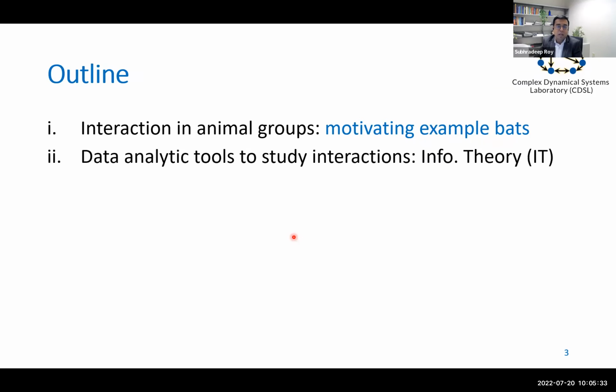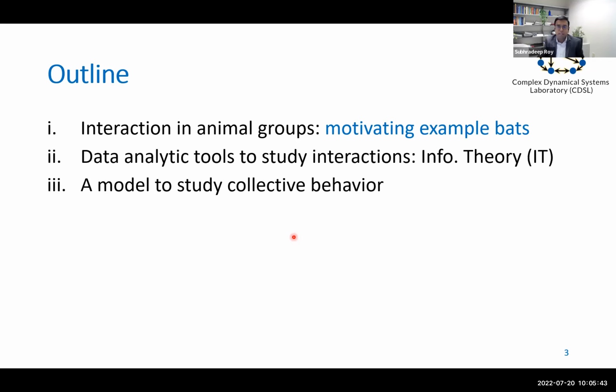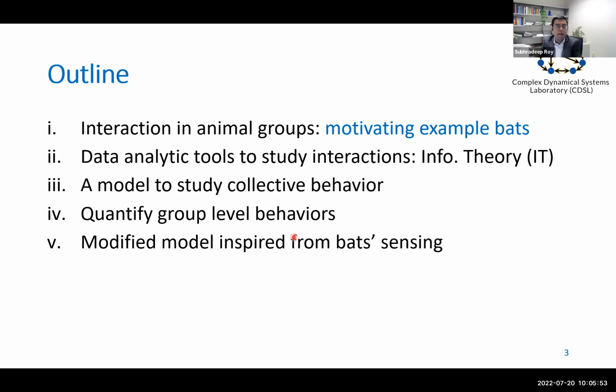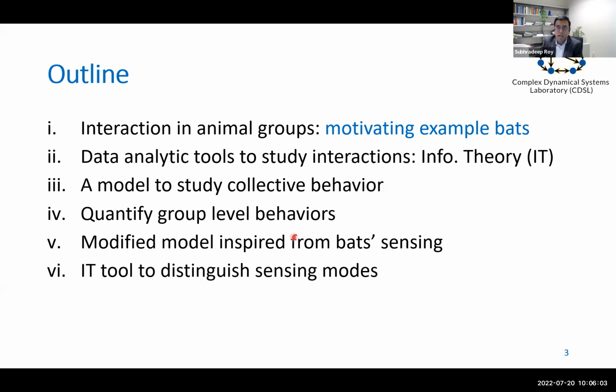Next, I'm going to talk about how we can use different data analytic tools to learn about these real world interactions, and a simple model that we can use to study such collective behaviors, and how we can quantify the group level behaviors. Finally, I'm going to take this simple model and modify it to represent some of the bat sensing mechanisms. And finally, I will conclude by showing how these IT tools, I'm referring to information theory as IT tools, can distinguish the sensing modes.